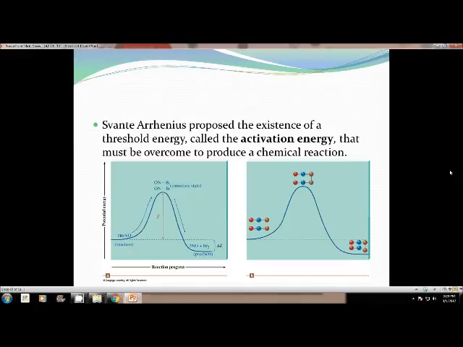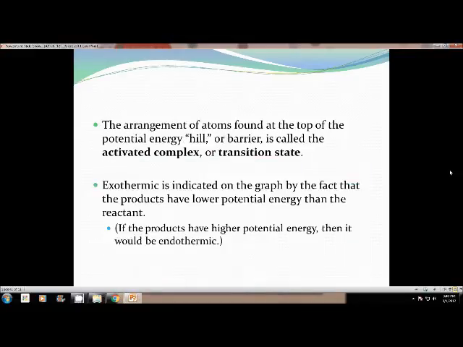So this is a graph that shows how much energy is needed to actually disrupt the reactants and make them into the products. The change in energy represents the net change in energy in going from a reactant to a product. And the right side, the B side, is just a molecular representation of what the reaction is doing. At the top of the peak or hill is what we call the transition state.